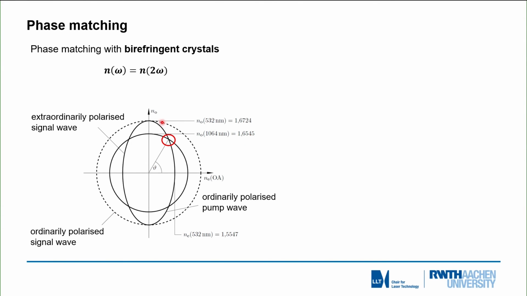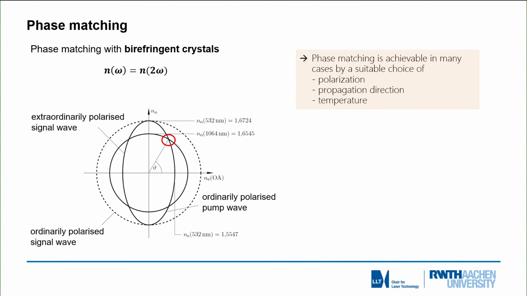Now, of course, these two curves have intersection points, and if we choose an orientation of the angle exactly such that we meet this intersection point, then the index of refraction of that crystal for the green light will be exactly the same as for the pumping light. This means we have no difference in index of refraction for the two wavelengths, and thus delta k equals 0, which is phase matching. So phase matching is achievable in many cases with a suitable choice of polarization, propagation direction, and temperature. Temperature also can influence this behavior.